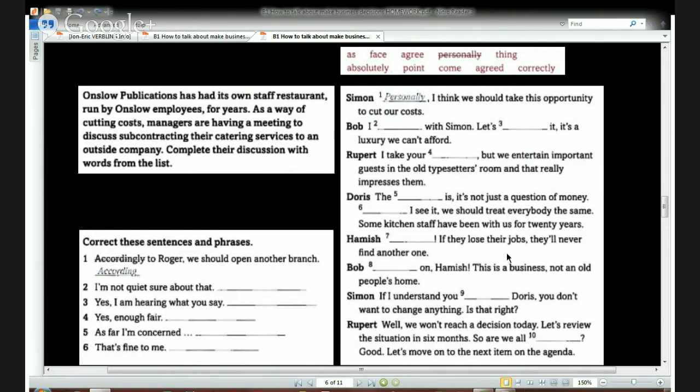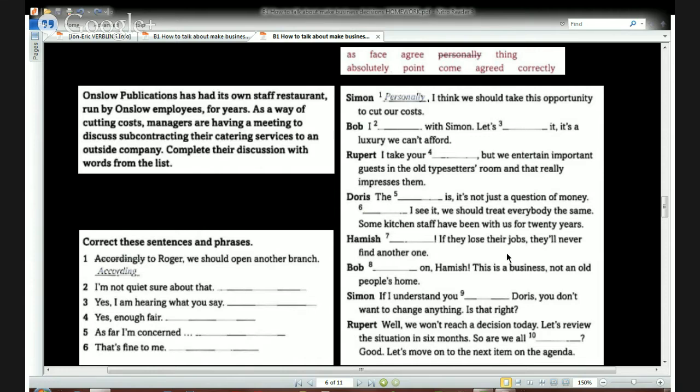Come on, Hamish. This is a business, not an old people's home. Why do you care about your staff? Okay. And Simon, Yuki? Simon: If I understand you correctly, Doris, you don't want to change anything. Is that right? Correct. Okay, good.